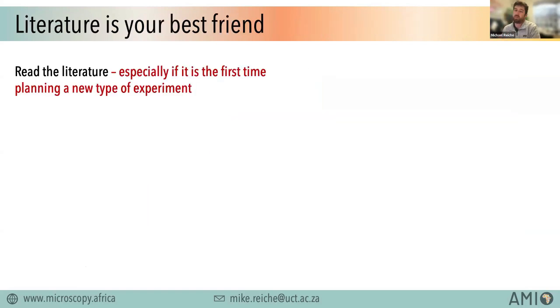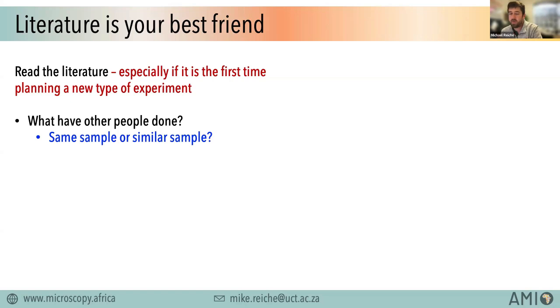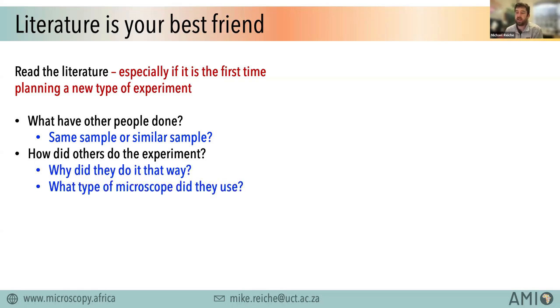Then the first bit of information that I'll bring to everyone's attention is that literature is your best friend. It's the first thing that you should do when you're considering planning an experiment, especially if it's the first time you're doing a new type of experiment. So you can gain from literature what other people have done. Have they done it on similar samples or relatively different samples to you? Why have they done it in a particular fashion? What was their goal? Are you trying to directly replicate what they've done? Or are you just trying to understand certain components of your biology?